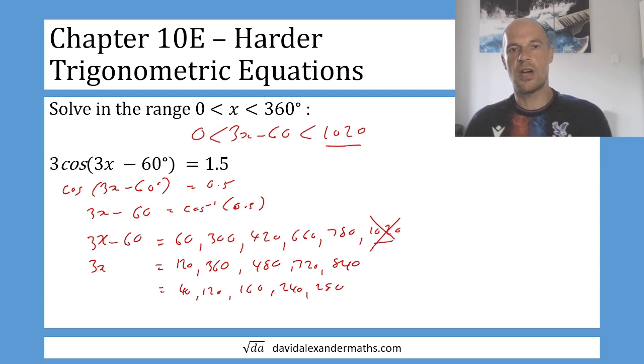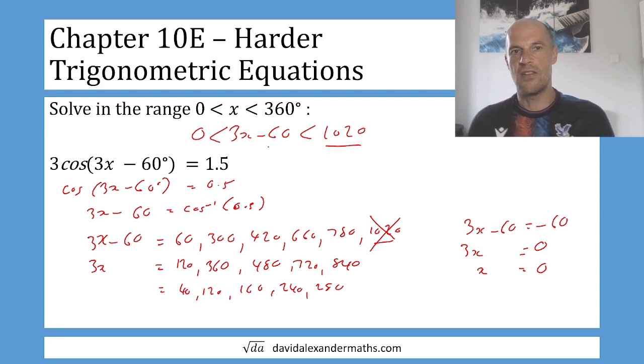So going upwards, I've gone as far as until I know I'm beyond the range, but what if there's one the other side? What is the value below 60? Well, it's going to be 300 minus 360, and 300 take away 360 is minus 60. So I'm also getting another value where 3x take away 60 is negative 60. If I add 60 to both sides, then 3x is 0, therefore x is 0. Can we include this one? We could have if it was x greater than or equal to 0, but it's got to be greater than 0. So actually in this instance, we are ignoring the x equals 0 solution.